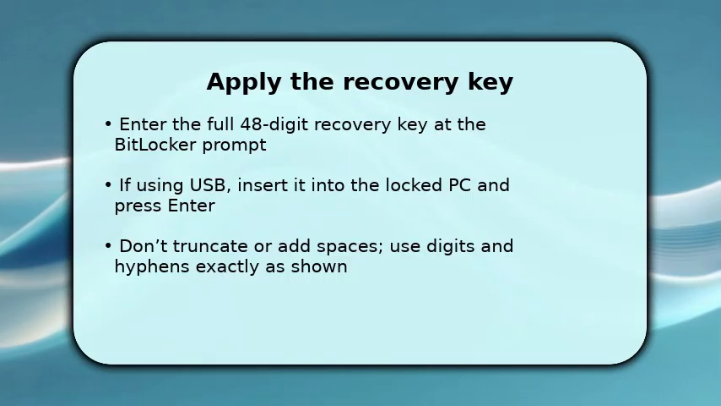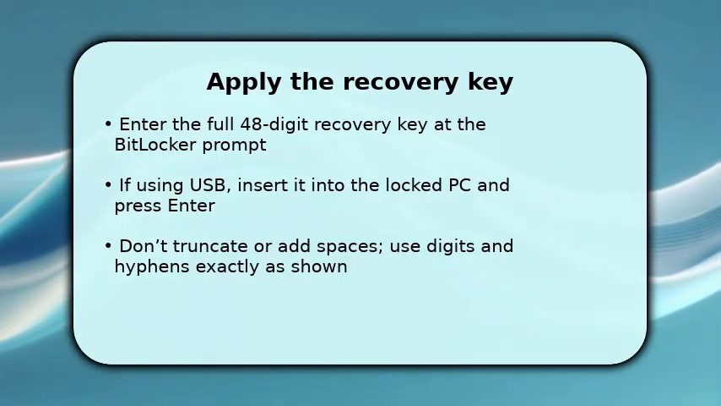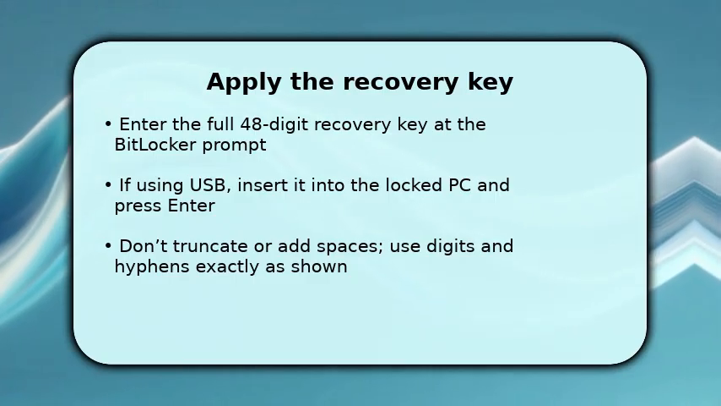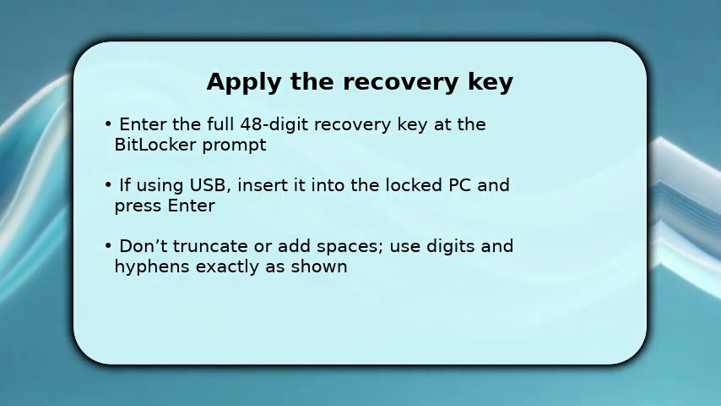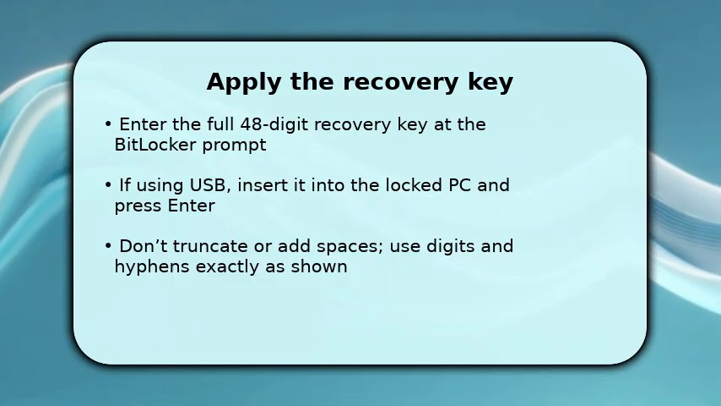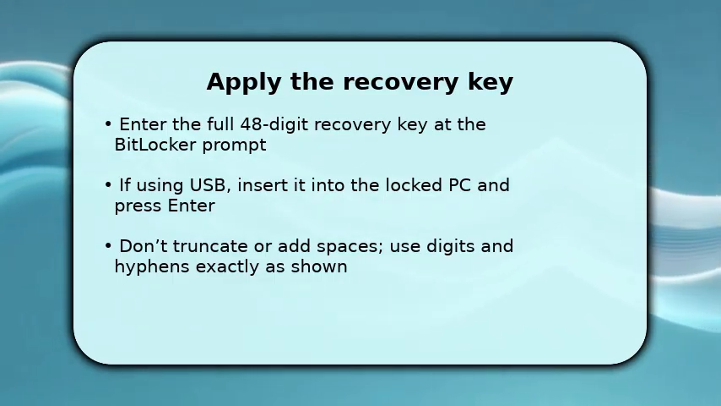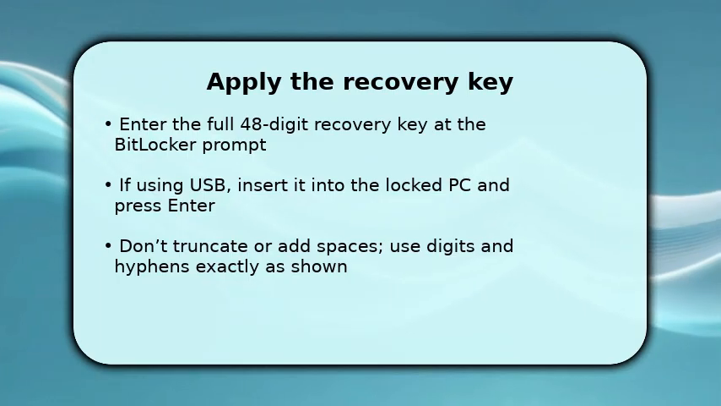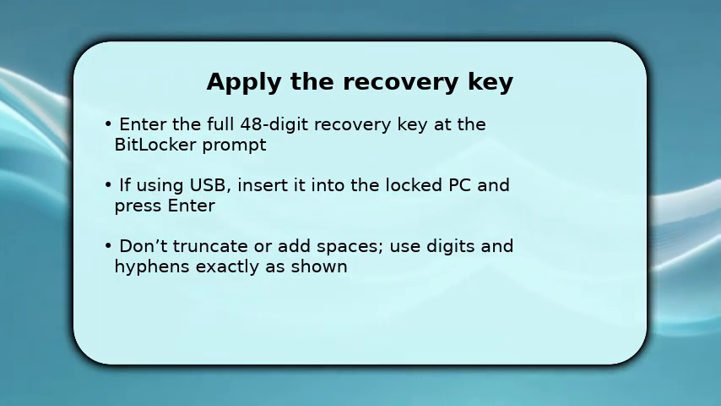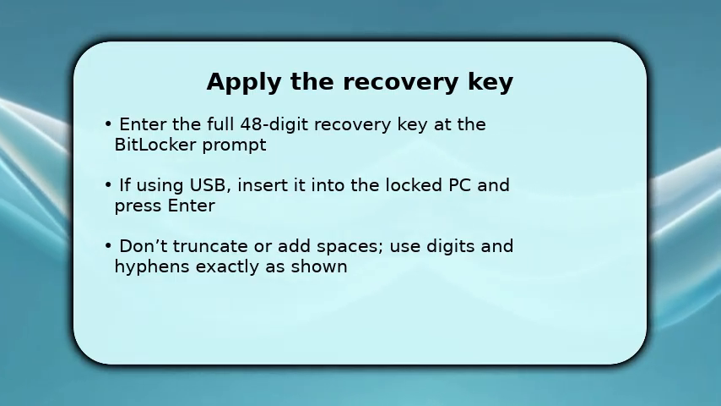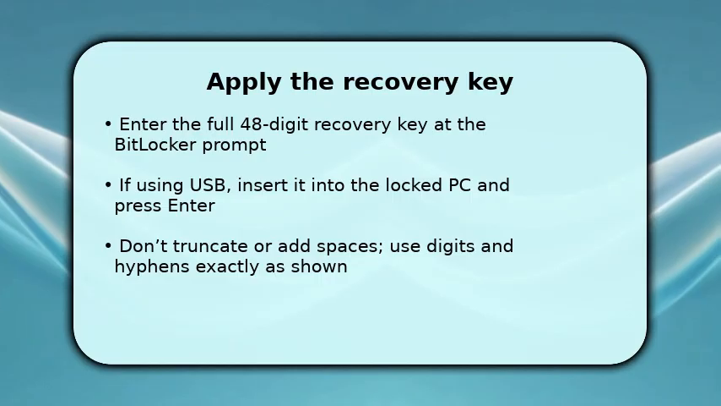Once you have the 48-digit key, return to the locked PC and type it into the BitLocker recovery screen. If you stored the key on a USB drive, insert the drive and select the option to use it, then press Enter. You must enter the digits exactly. An incorrect digit prevents decryption. If the system accepts the key, Windows will decrypt the drive enough to boot. Make sure to note where this key is stored now that you've regained access.